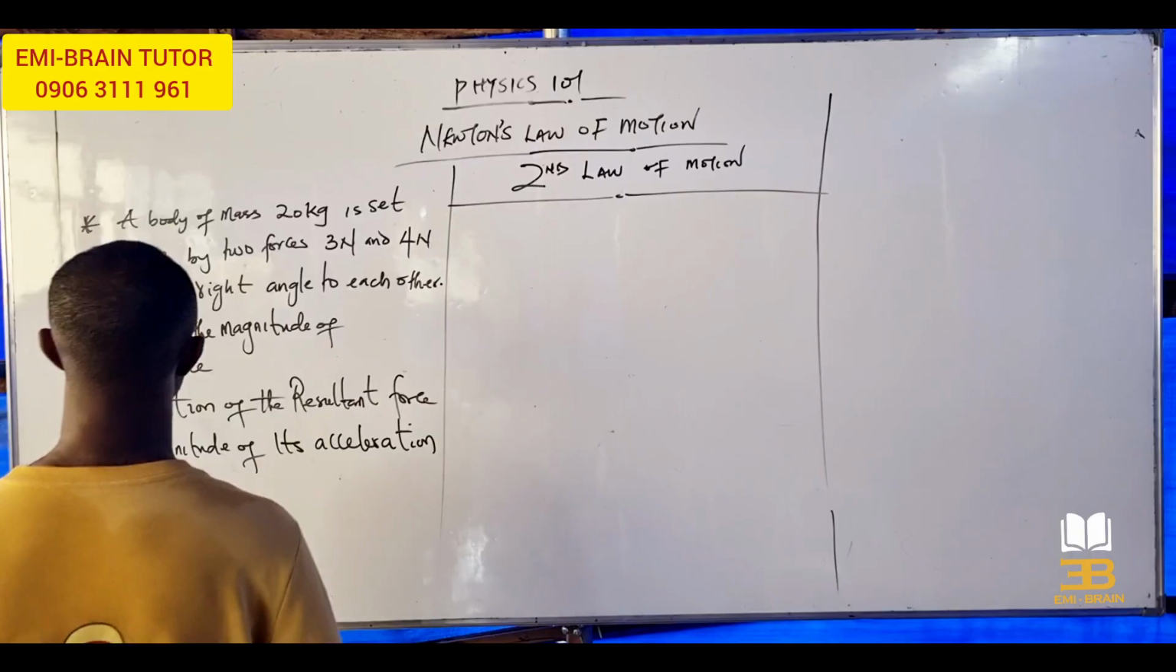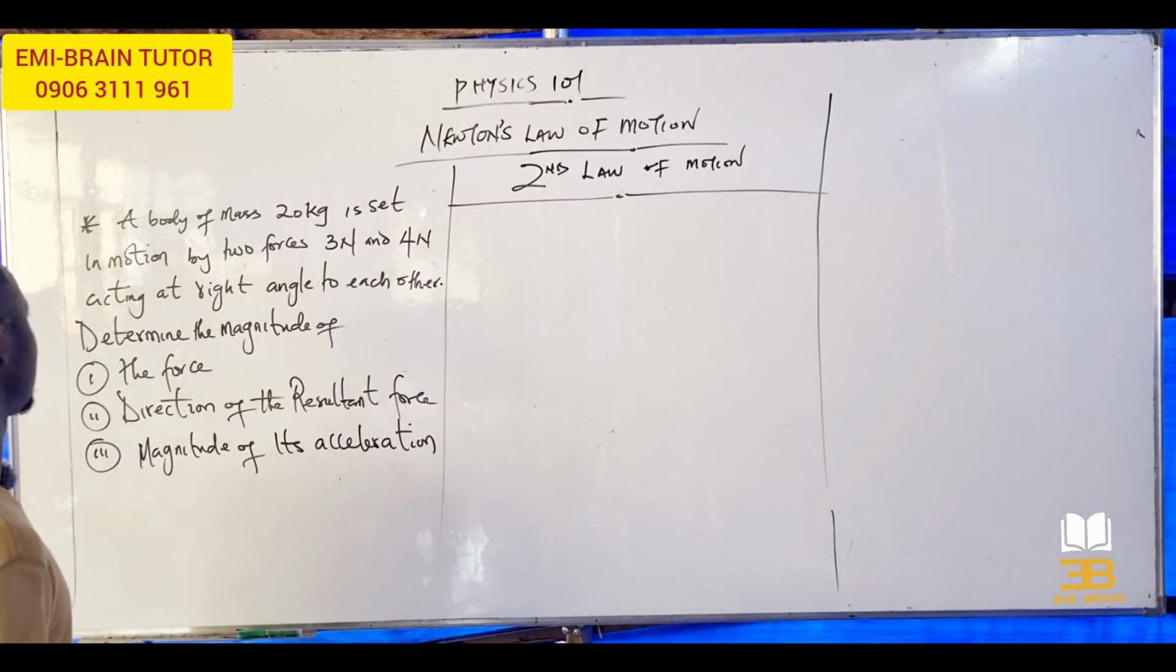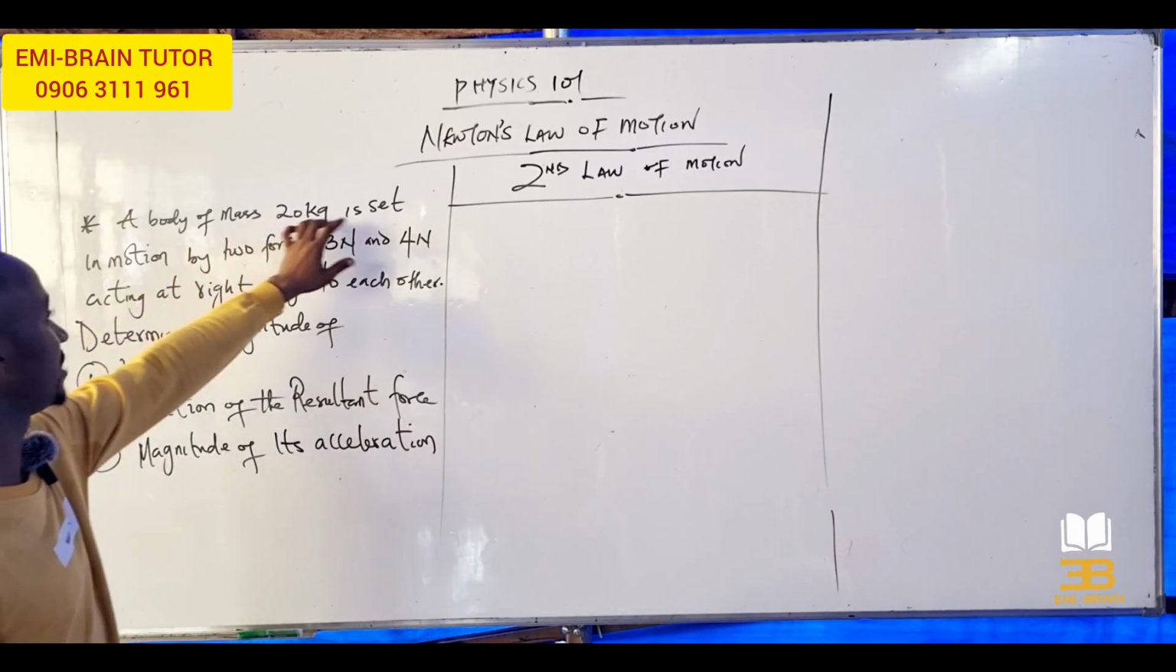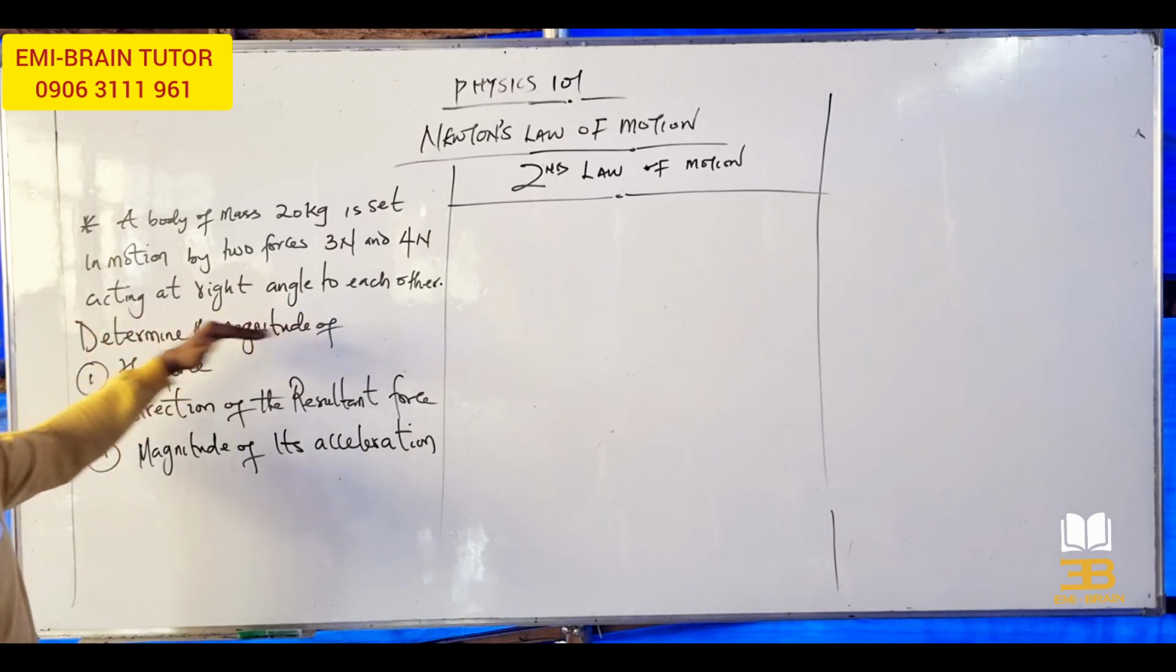Let's look at the next question. It says a body of mass 20 kilograms is set in motion by two forces, 3 Newton and 4 Newton, acting at right angle to each other. Determine the magnitude of the force, the direction of the resultant force, and the magnitude of its acceleration. We're not told that the forces are placed along the x-axis or the y-axis. These two forces are acting at right angle to each other.